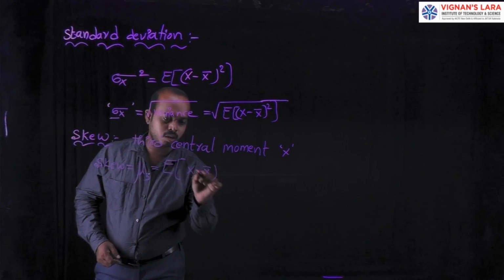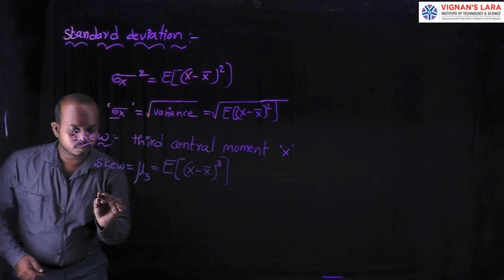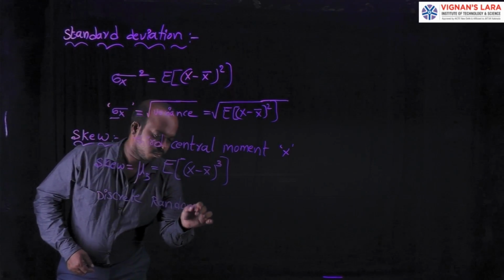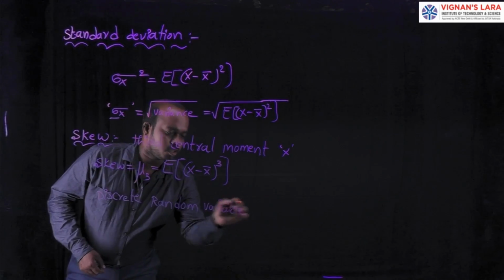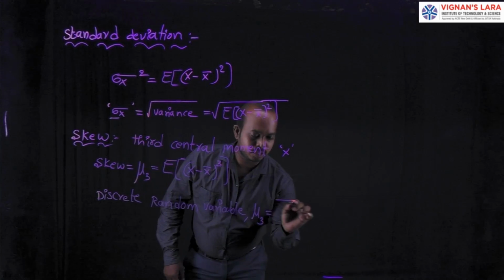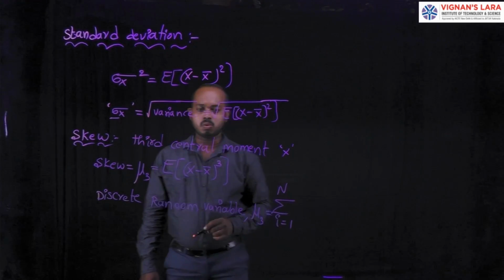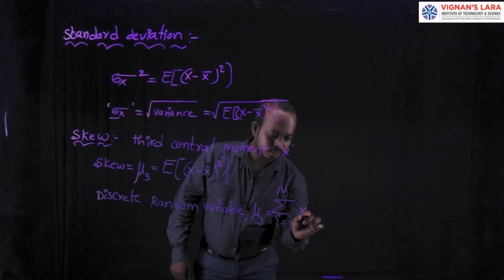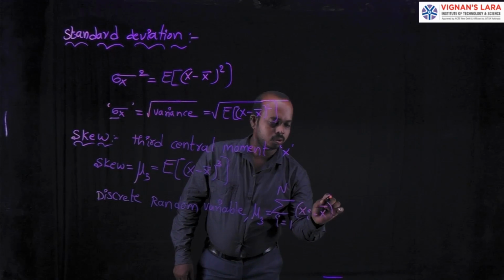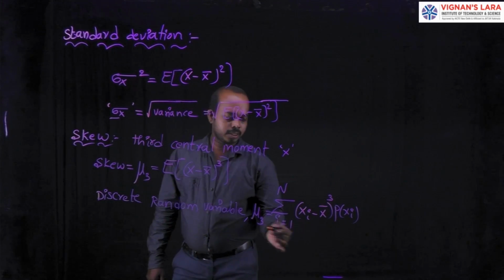x minus x bar whole cube. In the case of a discrete random variable, we write the skew value as mu3 is equal to the summation, i is equal to 1 to n, of x i minus x bar whole cube into the probability of x i. This is the formula for a discrete random variable.